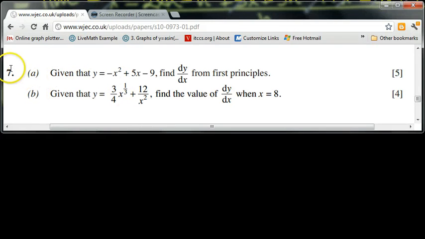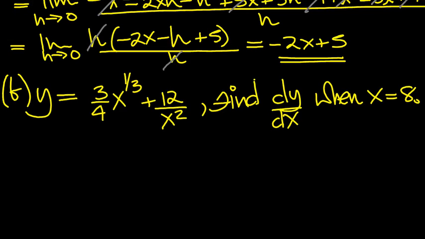Right, part B then of question 7. Given that y equals 3/4 x to the third plus 12 over x squared, find the value of dy/dx when x equals 8. So we can just simply differentiate, can't we?